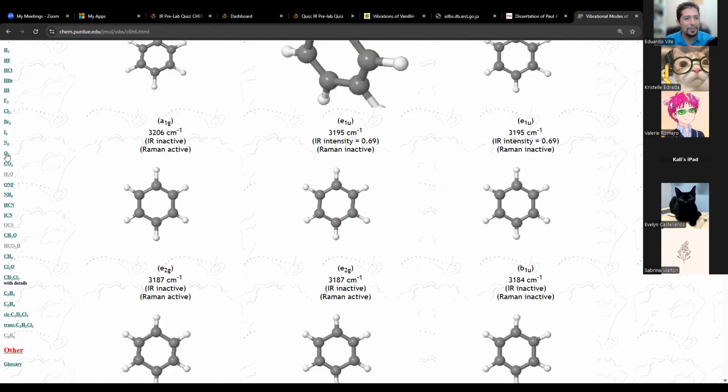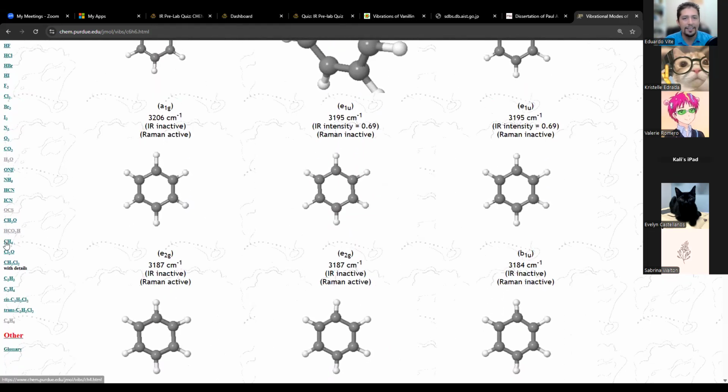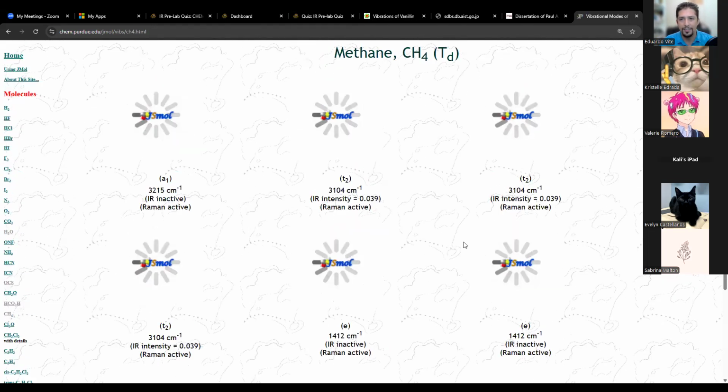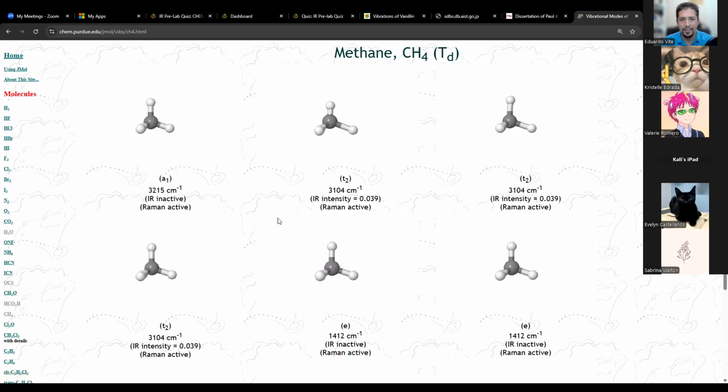Alrighty. So you can come over here and you can see, for example, methane, right? Here's all the vibrations of methane all at once. And it tells you which are active and which are inactive and where you can expect to find them in the IR spectra. Alrighty. So there you go. I'm going to go back to the presentation now.